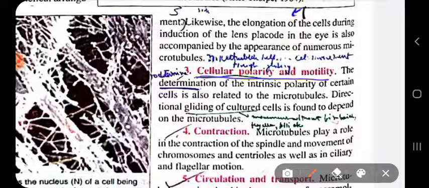Contraction: microtubules help in spindle fiber contraction. Spindle fiber is also made up of microtubules. Microtubules play a major role in the contraction of spindle fibers, movement of chromosomes and movement of centrioles, as well as in ciliary and flagellar movement. So they help in contraction of the spindle fibers, in movement of the chromosomes, and in movement of the centrioles, as well as in ciliary and flagellar motion.